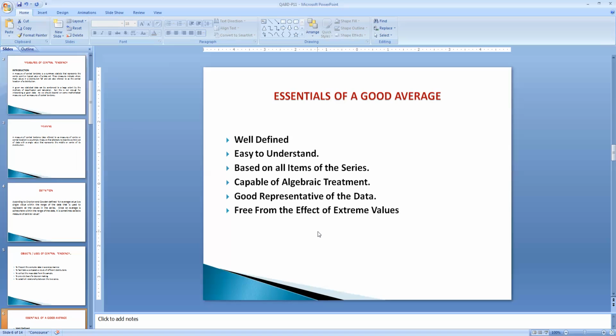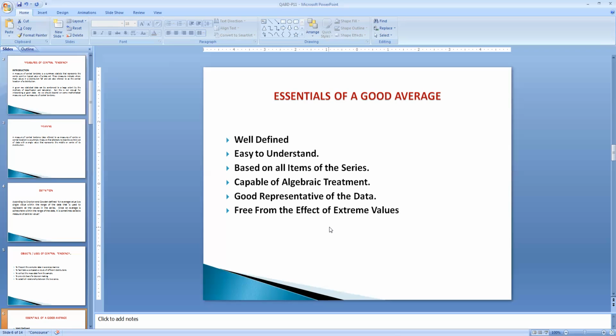So average is nothing but a statistical tool possessing some of the following characteristics or properties. First, a good average must be a well-defined average. An average should be rigidly defined to give a uniform result. If not, it may produce different answers, and the investigators may arrive at different interpretations.